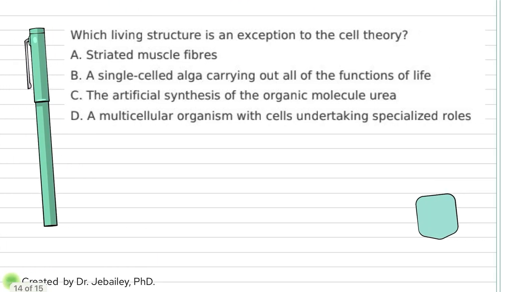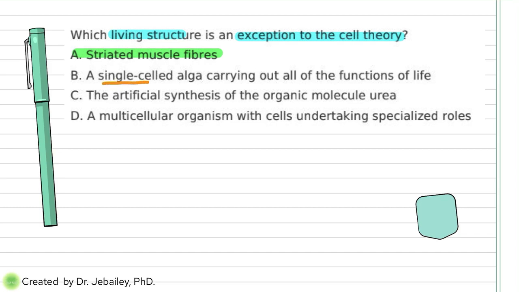And we're getting to the final question of this video. Which living structure is an exception of the cell theory? So we are talking again about a living structure that does not go with the cell theory. After so many times, you kind of get the answers. I know that you guys would automatically go to the answer. Oh, it's striated muscle right here, because we know striated muscle is an exception. But please read the rest, just to make sure.